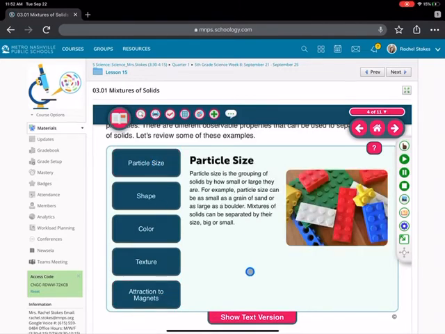So first, let's look at the particle size. Particle size is the grouping of solids by how small or large they are. For example, particle size can be as small as a grain of sand, or the particle could be as large as a boulder. Mixtures of solids can be separated by size, okay? So by how big or small they are. So let's look at these Legos over here. We can see that some of the Legos are smaller than others. If we wanted to, we could group them into the size that they were, okay? So we put all the smallest ones in one group and all the biggest ones in another group.